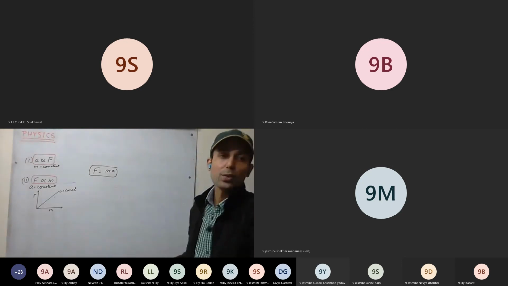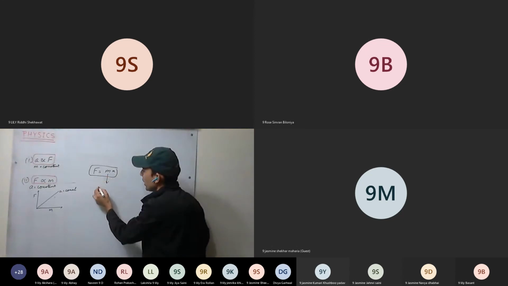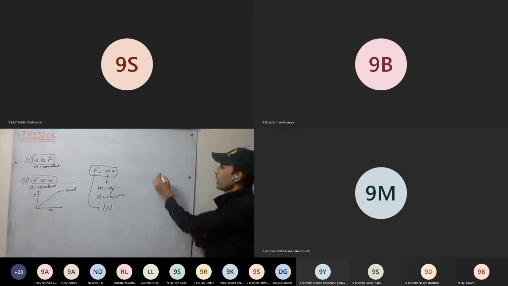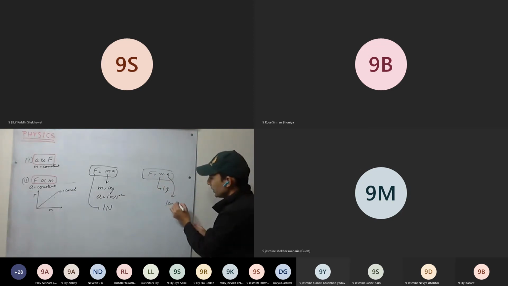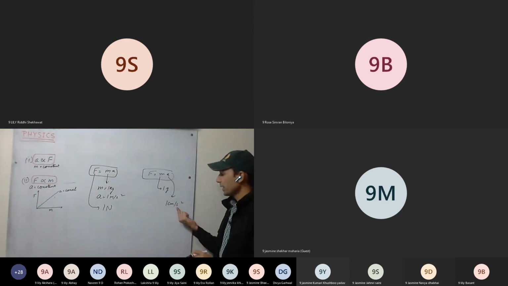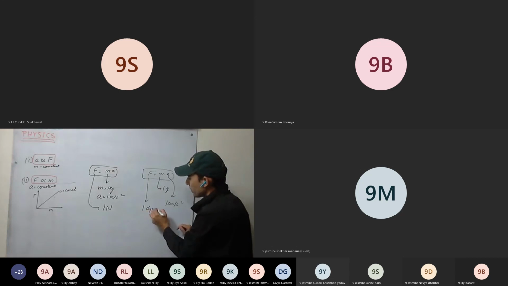Okay, now let's go to the units. If mass is 1 kg, taking SI units, and acceleration is 1 meter per second square, then the force required is 1 Newton. Now in CGS units, if mass is 1 gram and acceleration produced is 1 centimeter per second square, then the force required is 1 dyne.